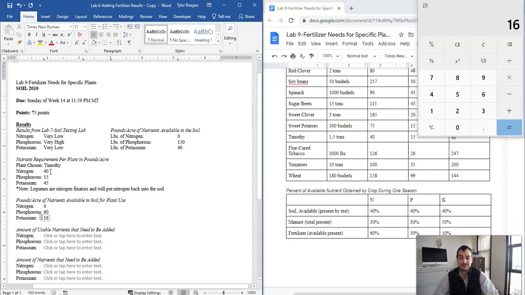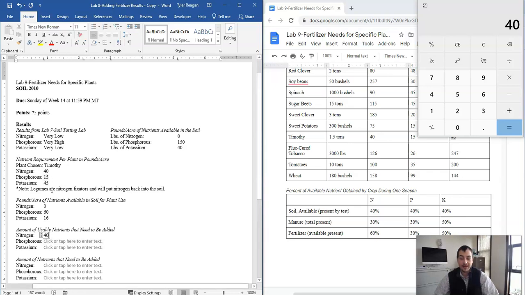So if Timothy is going to use 40 pounds of nitrogen, and I have 0 available, then how many pounds of nitrogen do I need to add into the soil of usable nutrients? So we're going to take the 40 pounds that we need minus the amount that we have available, and we know that we're going to need to add 40 pounds of usable nutrients into that soil. We're going to have to add that 40 pounds in. So what about phosphorus?